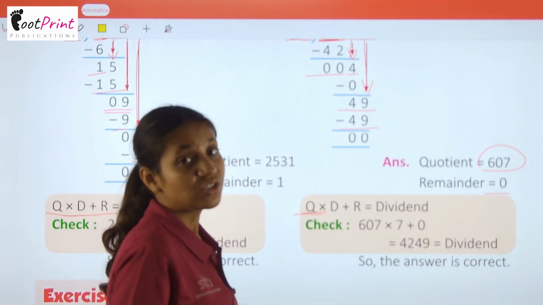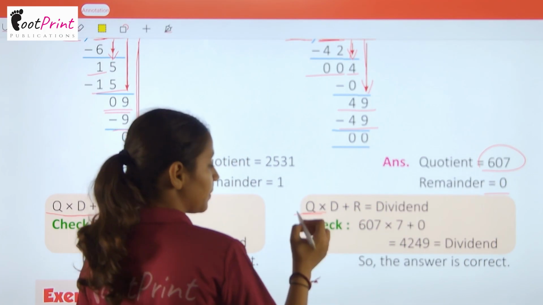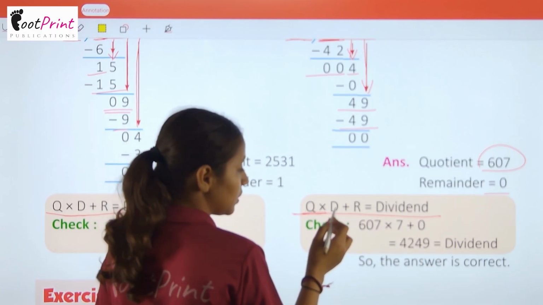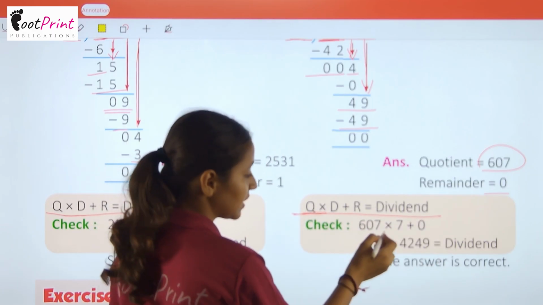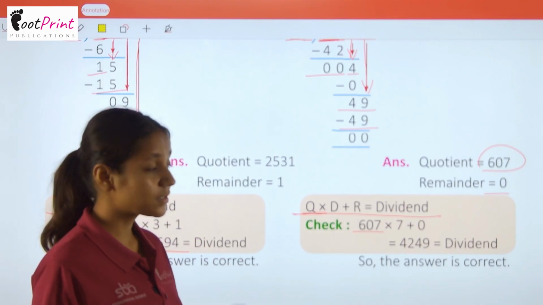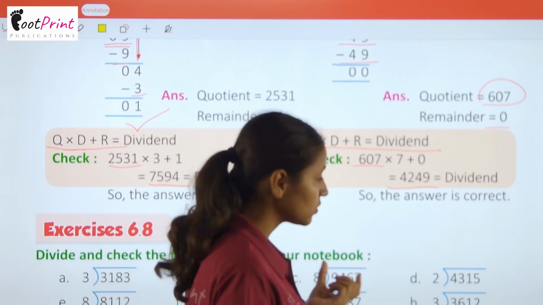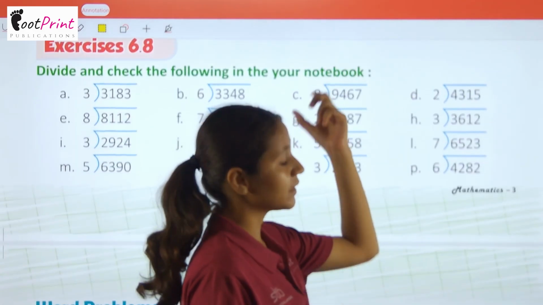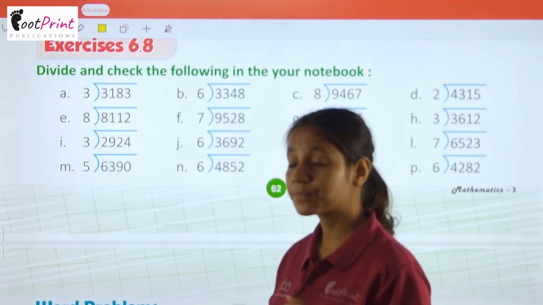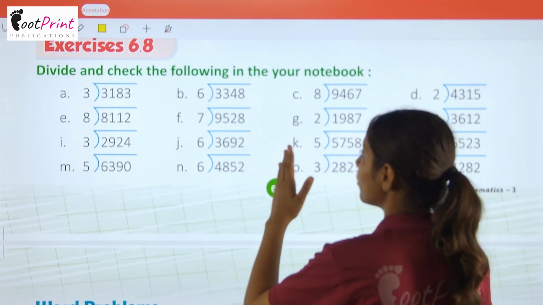We can check whether this is correct or not by the formula Q into D plus R is dividend. So 607 into 7 plus 0 is 4249. That was our dividend also. That means the answer is correct. Our calculation is correct. Divide and check the following in your notebook.